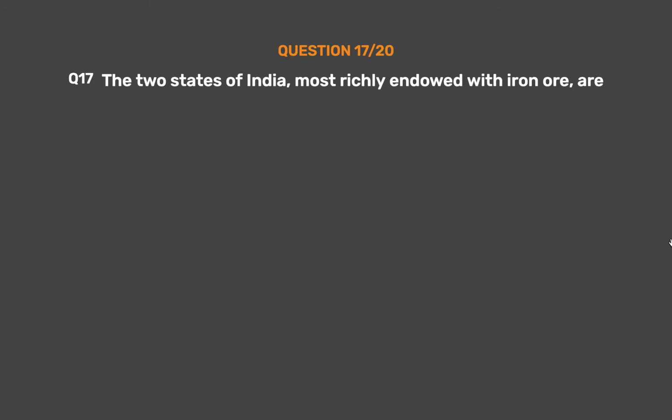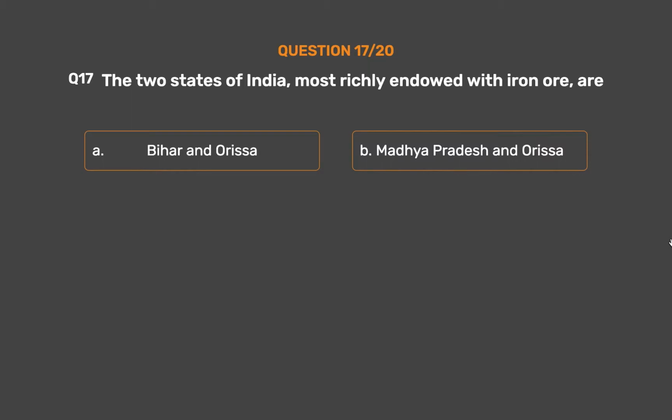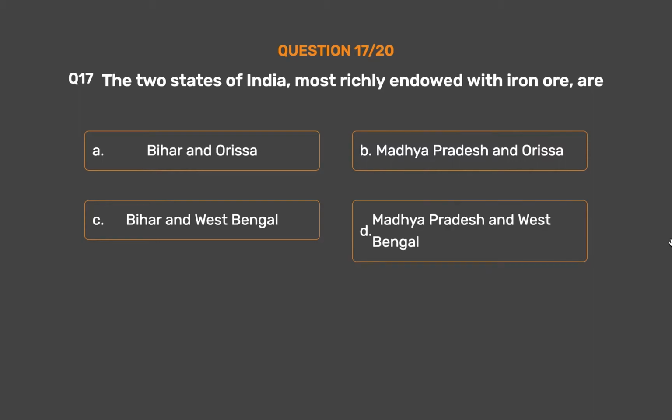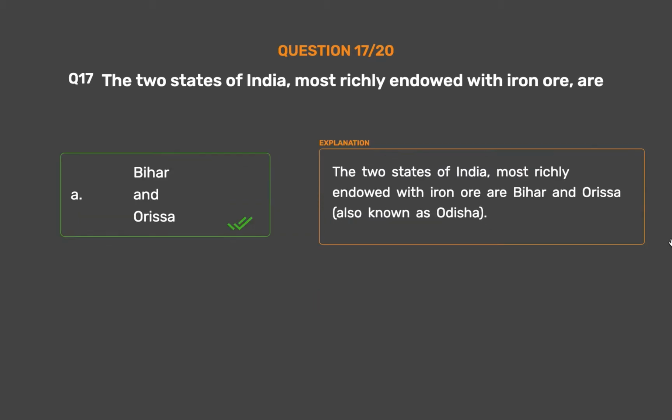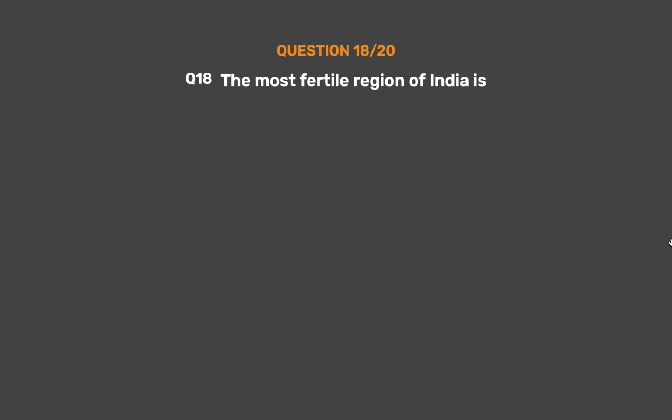Question number 17. The two states of India most richly endowed with iron ore are Option A, Bihar and Orissa. Option B, Madhya Pradesh and Orissa. Option C, Bihar and West Bengal. Option D, Madhya Pradesh and West Bengal. The correct answer is Option A, Bihar and Orissa. The two states of India most richly endowed with iron ore are Bihar and Orissa, also known as Odisha.